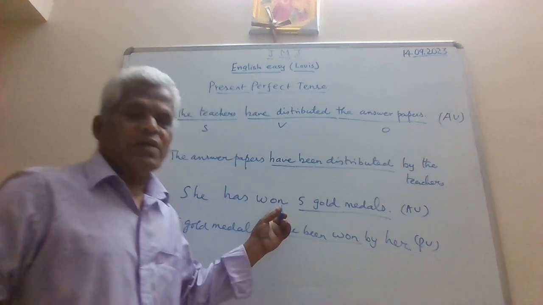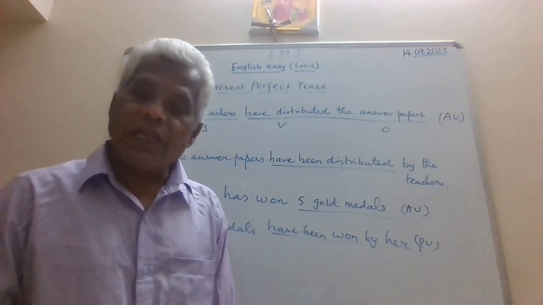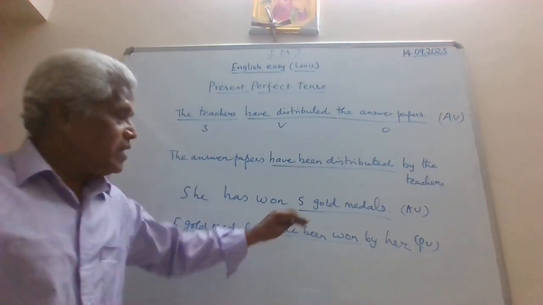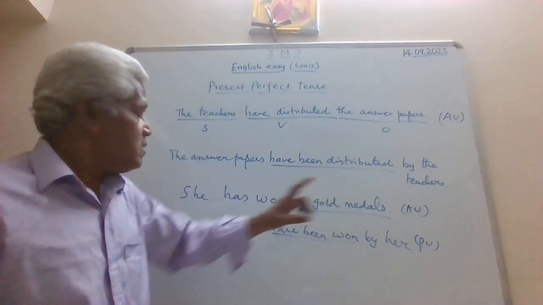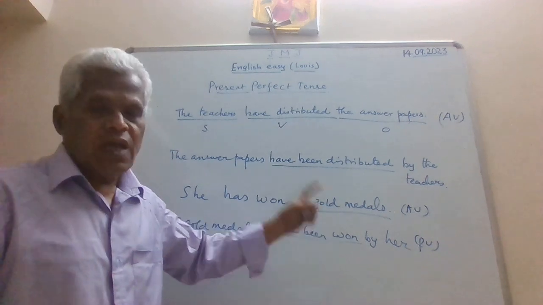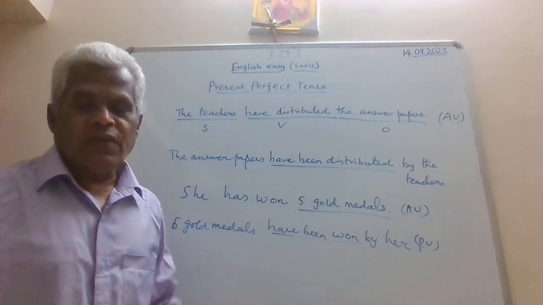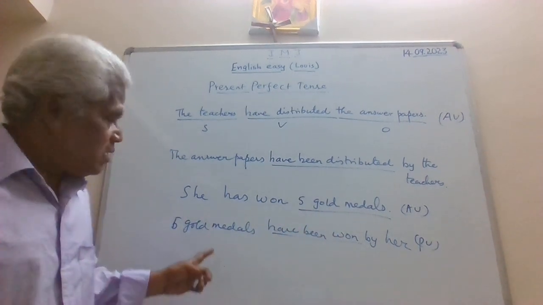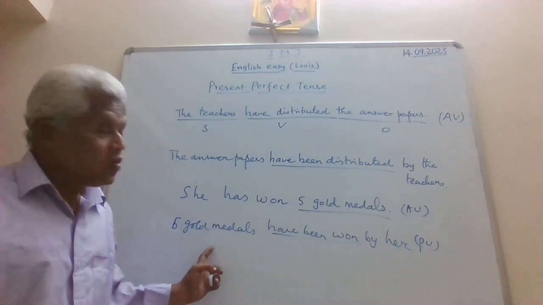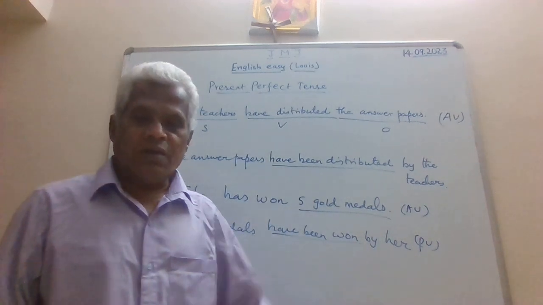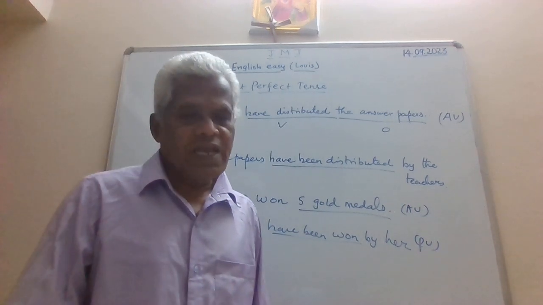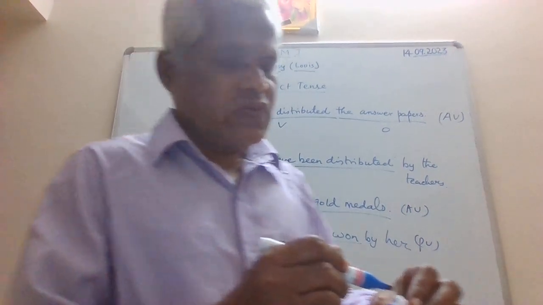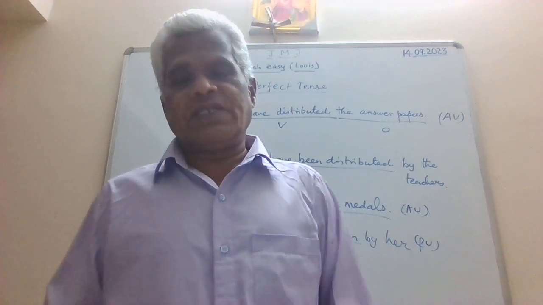Won is actually the past participle form of the verb win. Now instead of plural objects, you can have the singular object. She has won a gold medal. So when it comes to a gold medal, your verb will have to be changed. A gold medal has been won by her. Has been won by her. Okay guys? Very simple. So that is present perfect tense.